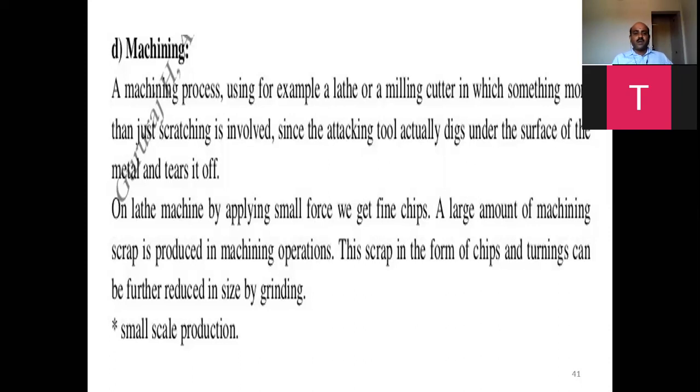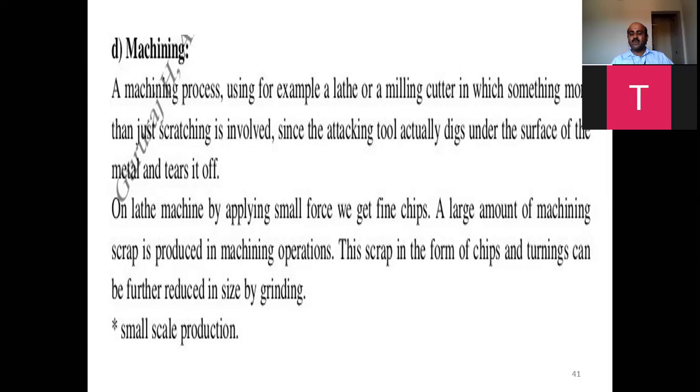Okay. So for example, we can have a lathe or a milling cutter. That cutting tool, whether it is a drill tool, a lathe tool or a milling cutter, digs the surface of the metal and tears it off in the form of fine chips. A large amount of machining scrap is produced by the machining operation. This scrap in the form of chips and turnings can be further reduced in size because you grind these chips, and then you are going to get the powders. But this kind of method is suitable only for small scale production.